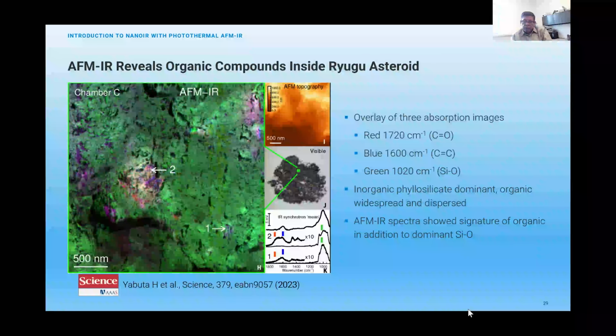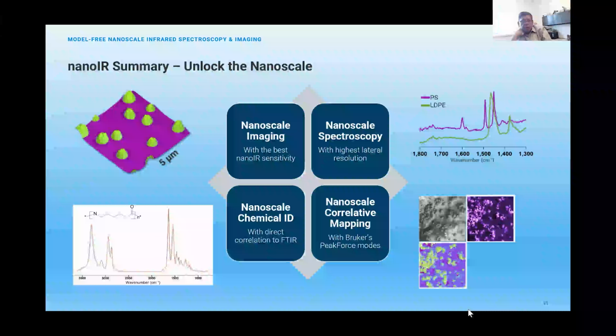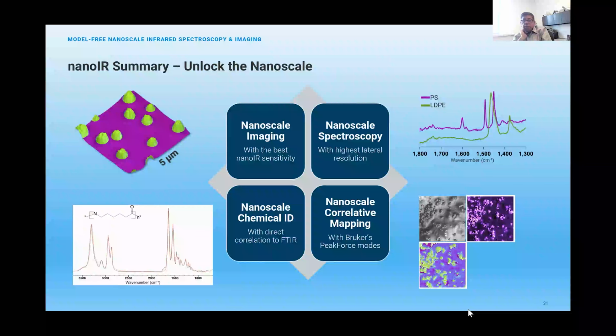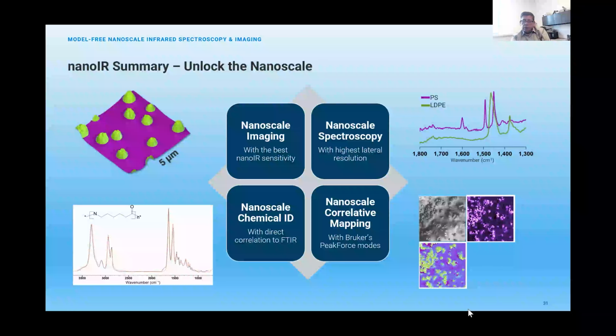Okay, so I think that was the conclusion. I can say that this is a wonderful technique that can be used for imaging. It can do nanoscale spectroscopy. It can do chemical ID with direct correlation to FTIR, and you can also do the mapping using Bruker's patented PeakForce technology, which gives more control over forces. This system is available for usage in the SPID facility.